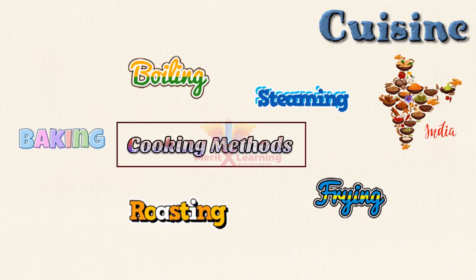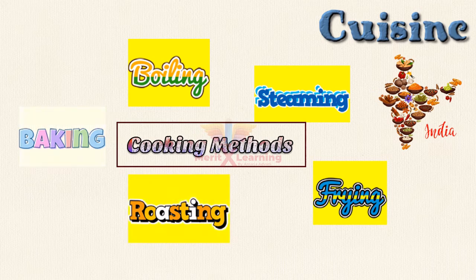So we saw boiling, ubalna, steaming, bafna, frying, talna, to fry, roasting, roast karna, and baking. Now let us have a look at cooking utensils, a few basic cooking utensils which we use to prepare Indian cuisine.